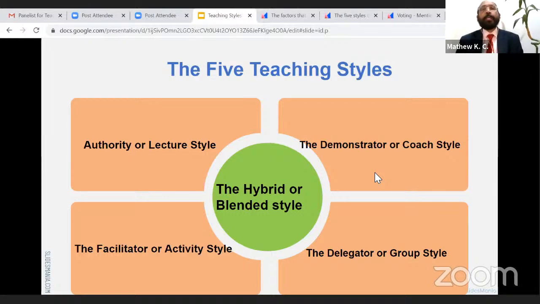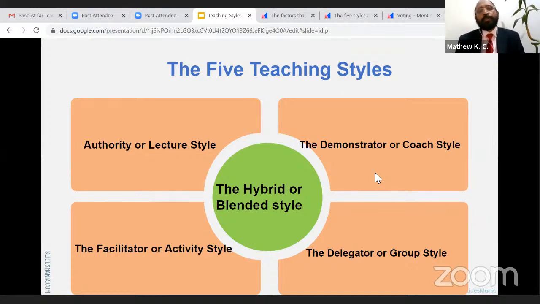Then we come to the delegator or group style. The delegator style is best suited for curricula that require lab activities such as chemistry and biology, or subjects that warrant peer feedback, like debate and creative writing.